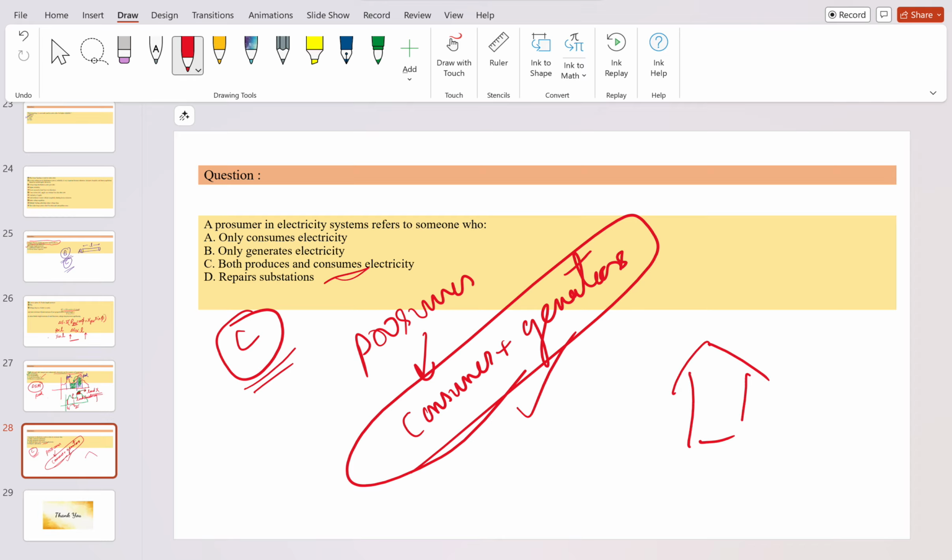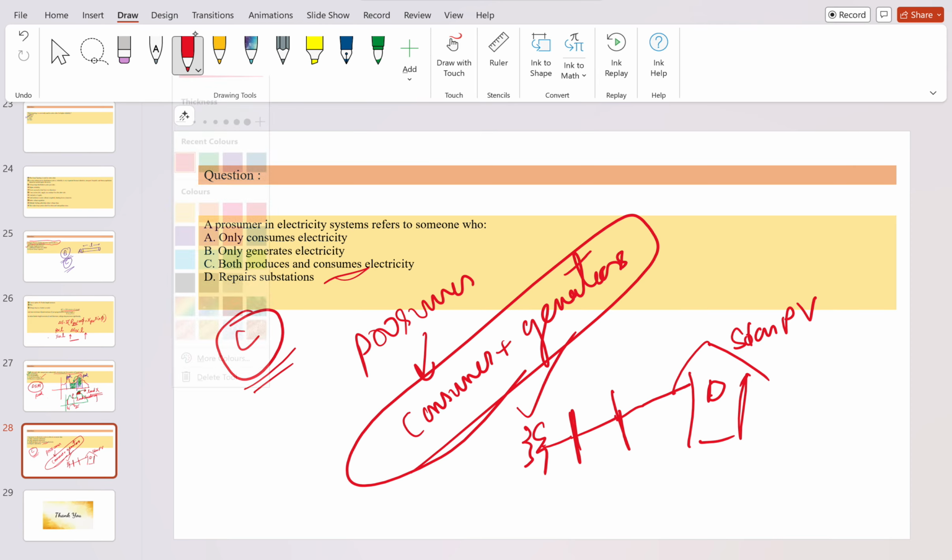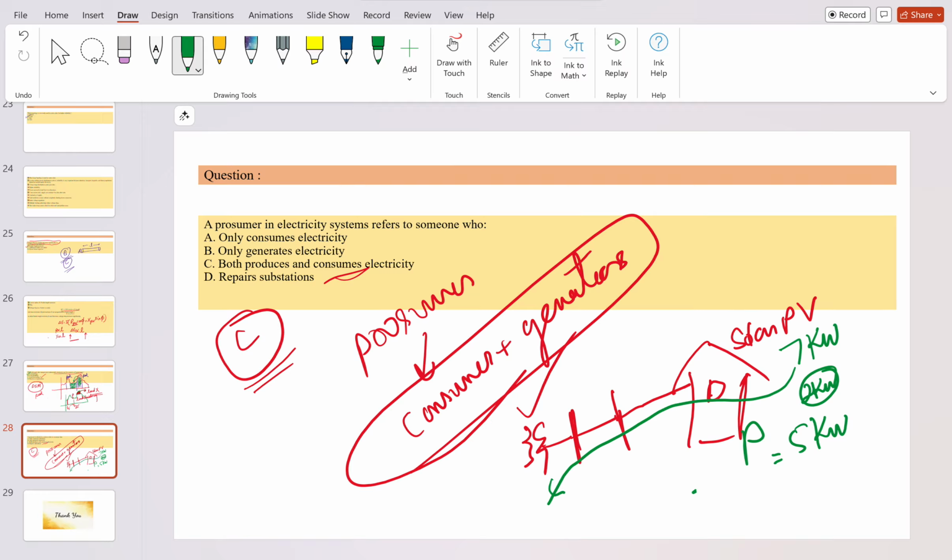Suppose you have a house with a solar PV installation, and there is a distribution substation and a line connected to it. Suppose the power requirement is 5 kilowatt and the solar is 7 kilowatt, where 2 kilowatt of generation will be extra. Suppose at peak it is generating, so 2 kilowatt will go in reverse. So you can say it is consuming 5 kilowatt and also generating 2 kilowatt. That is called a prosumer, having both producing capability and consuming capability.